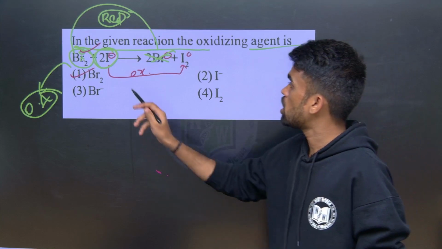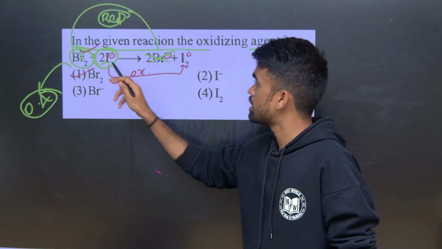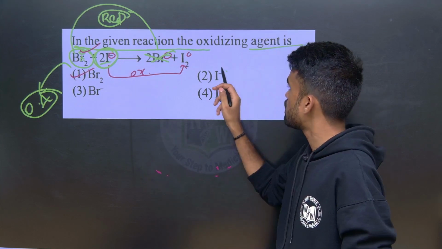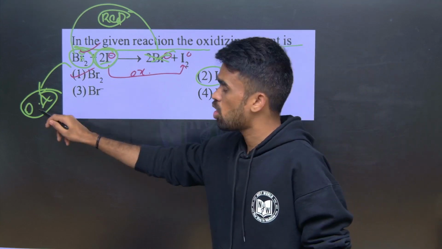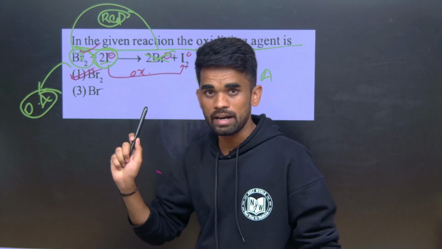Now for this one, I minus is undergoing oxidation and reducing the other, so we can say this is the reducing agent. So our I minus is what? Reducing agent. Br2 is what? Oxidizing agent. Hope it is clear. So we can go with option number 1, right?